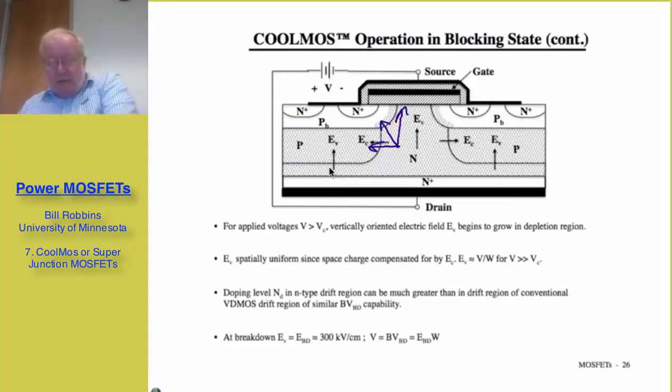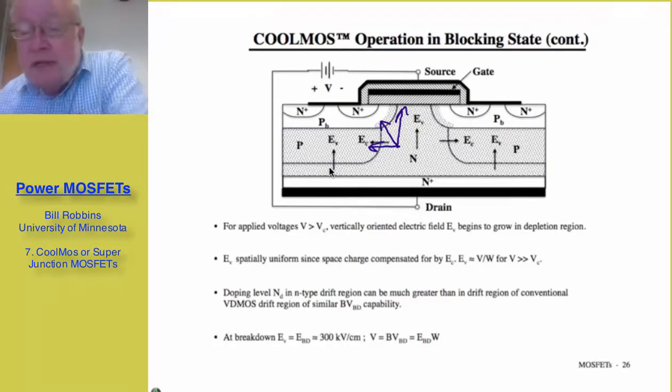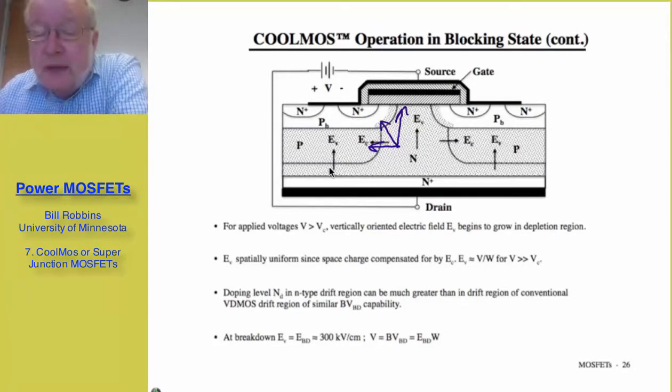Now, that electric field that I am obtaining as I increase the drain to source voltage above V sub C is uniform along the entire length of the channel. It is not triangularly distributed. And so the electric field can be written as the applied drain to source voltage divided by the length of the drift region W. It turns out then that the doping levels that we can put into that N-type drift region are going to be much greater than the conventional vertically diffused MOSFETs for the same breakdown voltage capability.